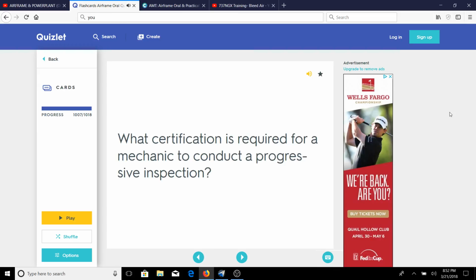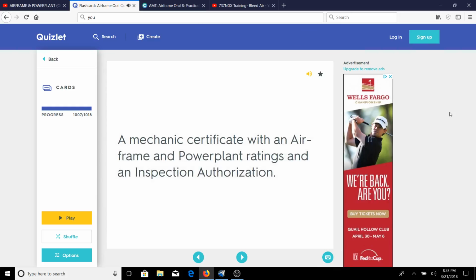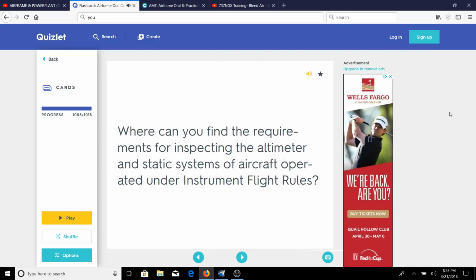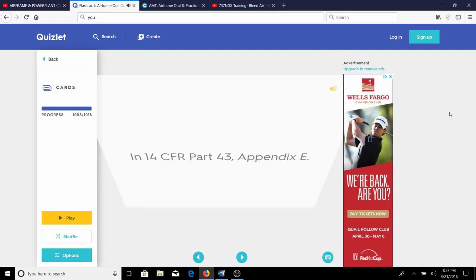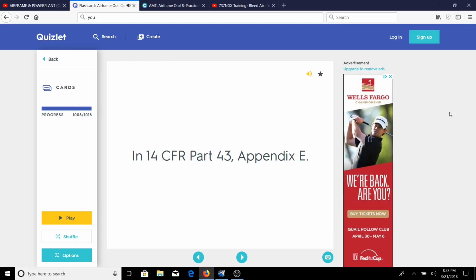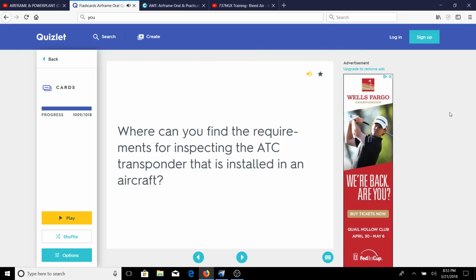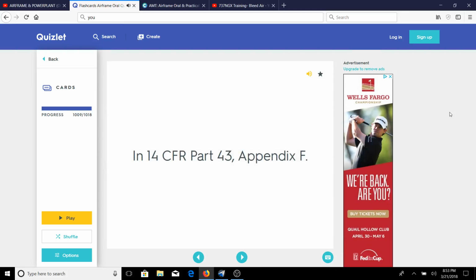What certification is required for a mechanic to conduct a progressive inspection? A mechanic certificate with airframe and power plant ratings and an inspection authorization. Where can you find the requirements for inspecting the altimeter and static systems of aircraft operated under instrument flight rules? In 14 CFR Part 43, Appendix E. Where can you find the requirements for inspecting the ATC transponder that is installed in an aircraft? In 14 CFR Part 43, Appendix F.